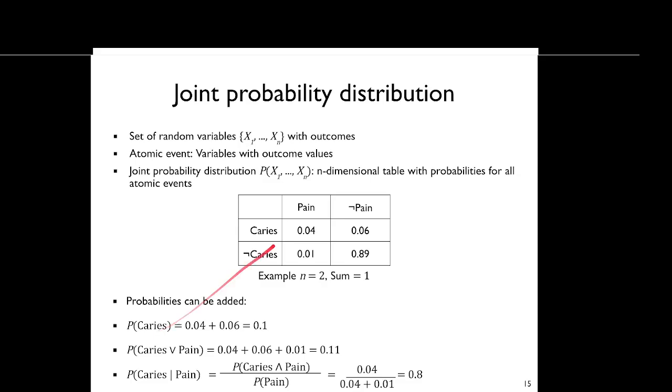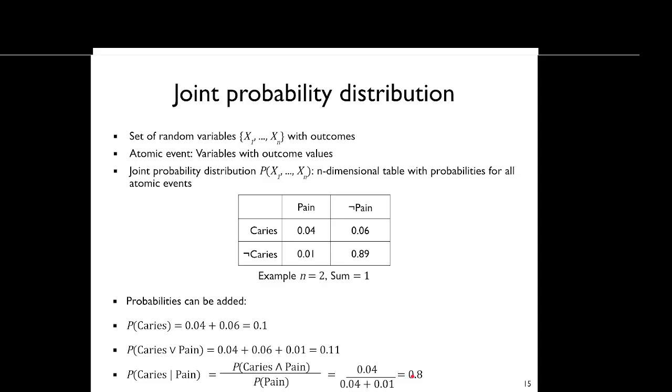So the likelihood of carriers is 0.04 plus 0.06, so 10%. The likelihood of carriers or pain is basically this value, that value, and this value. So that will be 11%. And the likelihood of carriers given pain is carriers and pain divided by the likelihood of pain. So that means 0.04 divided by 0.04 plus 0.01, 0.05, that's 80% in total.